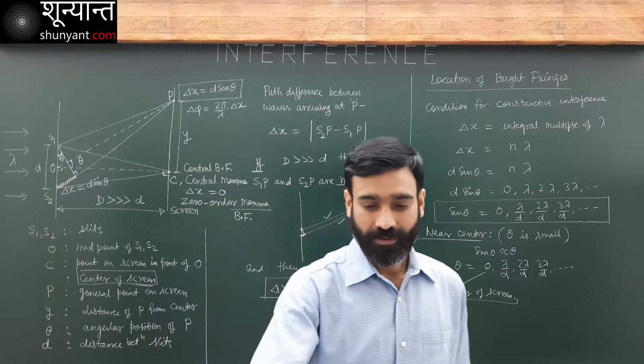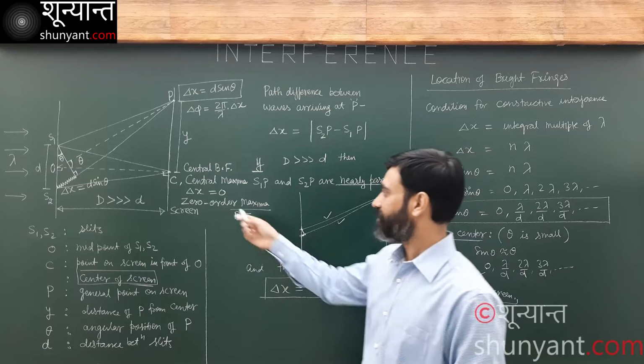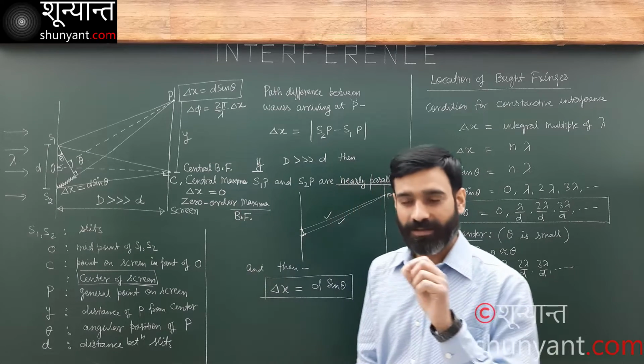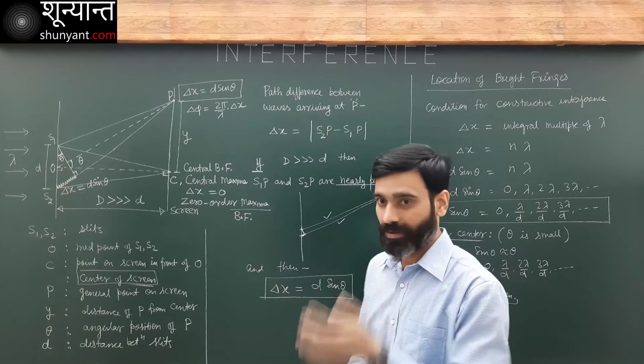Why do we call it central maxima? Because it forms at the center. Why do I call it zero order maxima? Because at that point the path difference is 0. Okay, you understand?